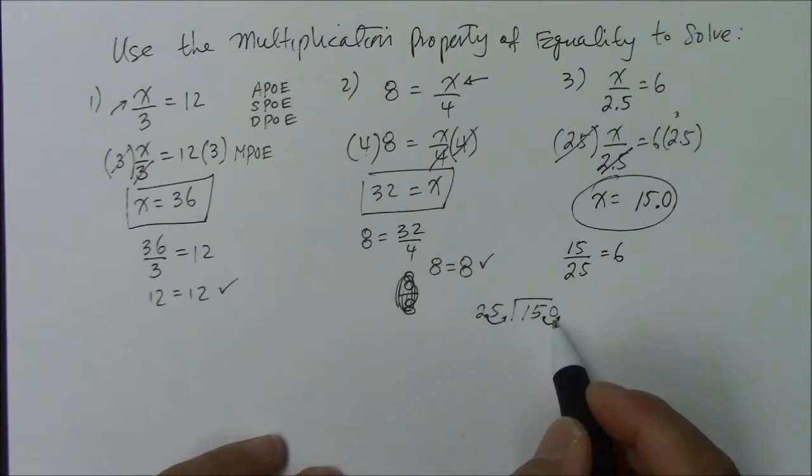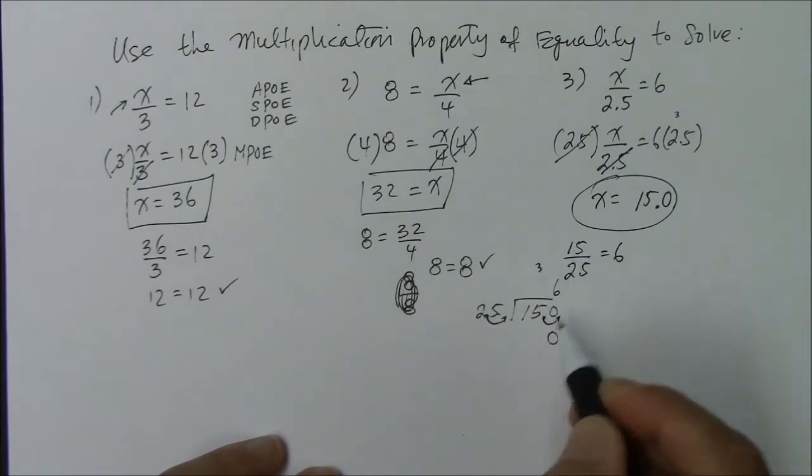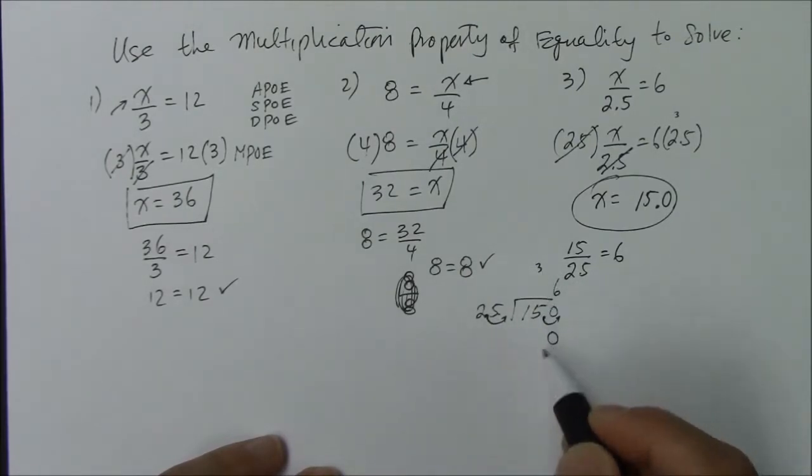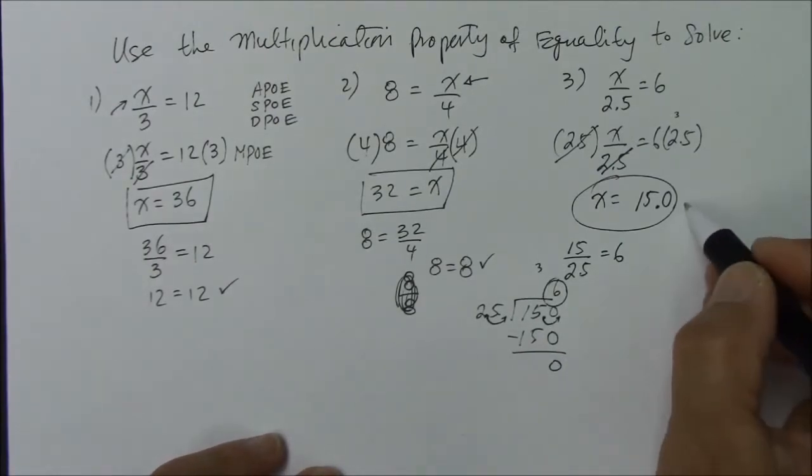How many times without going over? 6, because 5 times 6 is 30. 2 times 6 is 12, plus 3 is 15. Ta-da! So it does work out. So that is the right answer.